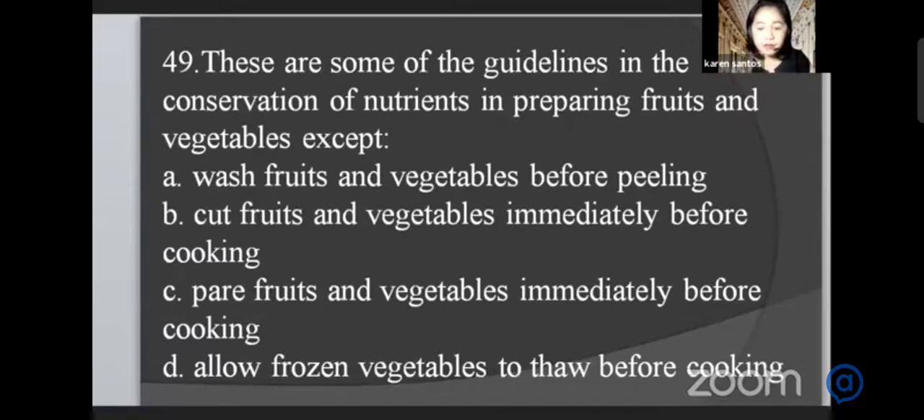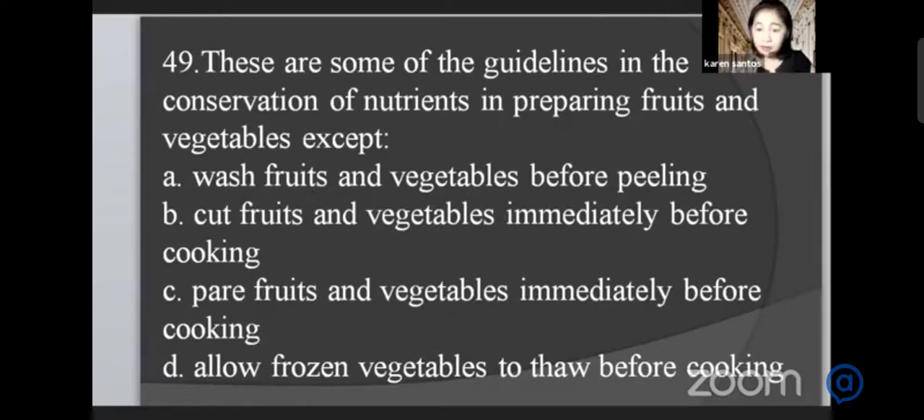So these are some of the guidelines in the conservation of nutrients in preparing fruits and vegetables, except: A. Wash fruits and vegetables before peeling. B. Cut fruits and vegetables immediately before cooking. C. Pare fruits and vegetables immediately before cooking. And D. Allow frozen vegetables to thaw before cooking.